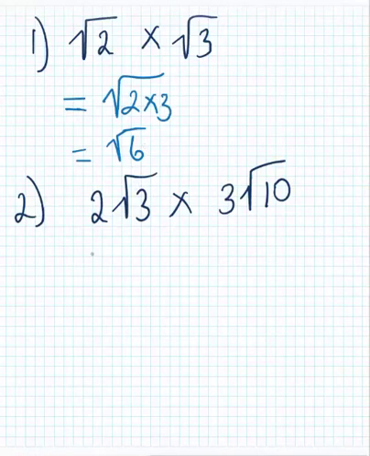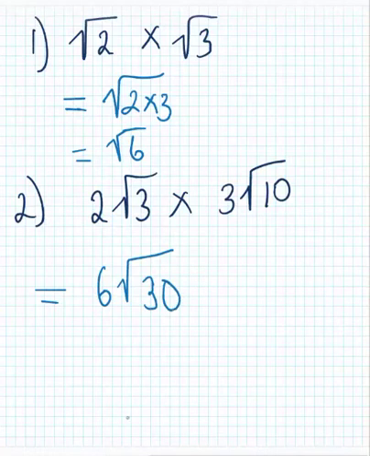So for question 2, we do the exact same thing. We've got 2 times 3 on the outside, which is 6, your square root symbol. And on the inside, we have 3 times 10, and 3 times 10 is 30. And that's our answer. Now let's check and see, can we simplify the square root of 30? No, we can't, because I can't think of a perfect square that's a factor of 30. So our final answer is 6 square root of 30.